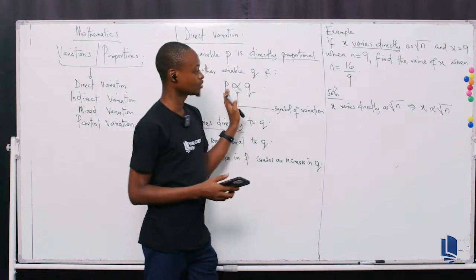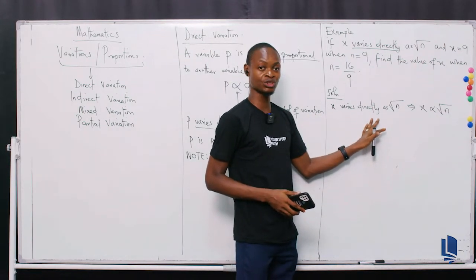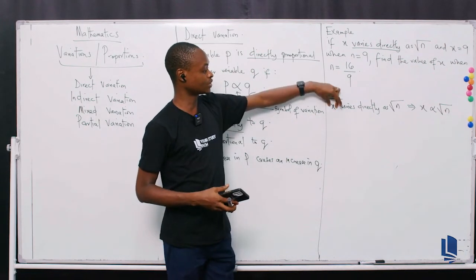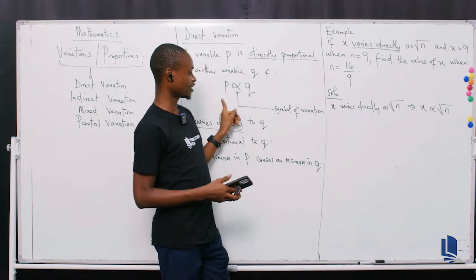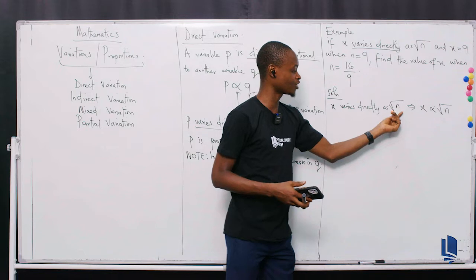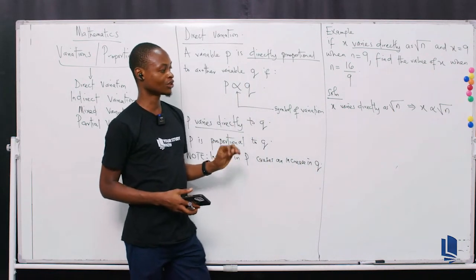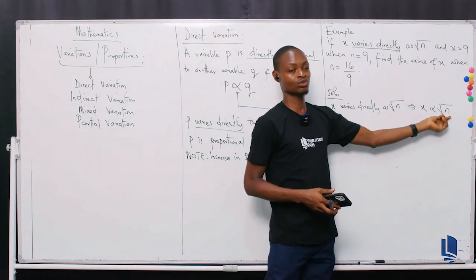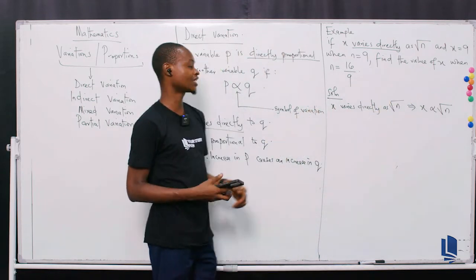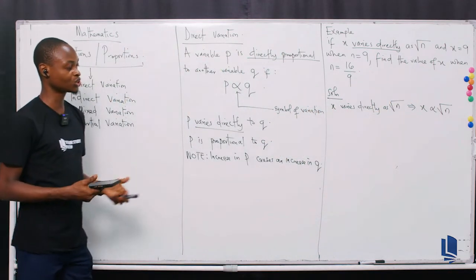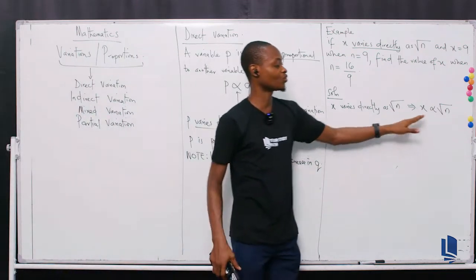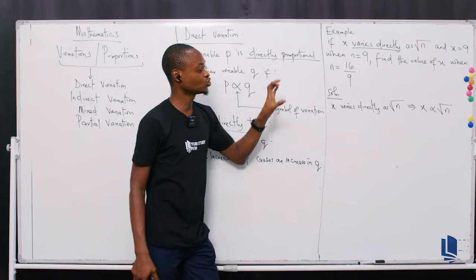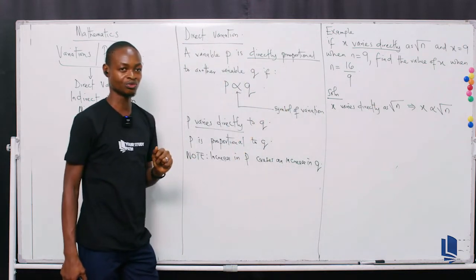By definition, whenever we have a direct variation, the first quantity or the first variable is to the left-hand side, and then the second variable is to the right-hand side. So we have x alpha square root of n, which is the same thing as saying x varies directly as the square root of n. Now we have written it in this form. How then do we proceed to solve this question?